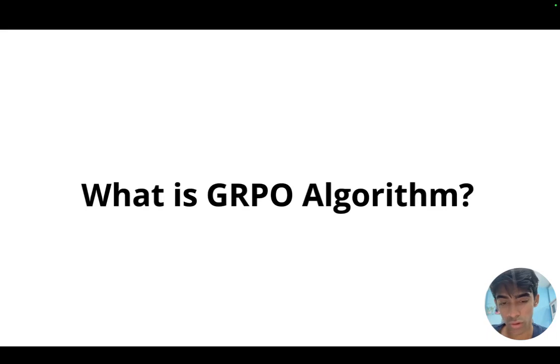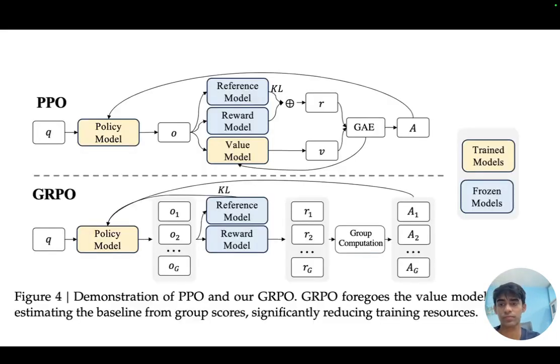Okay. So what exactly is this GRPO algorithm? Let's understand. This is the typical PPO algorithm. You generate one answer, you have the reference model, reward model, and the value model, and from that you get the KL divergence and everything. At the end, you calculate the final score. But in GRPO, you have multiple answers produced, and you have the reference model and a reward model. You have the R1, R2, up to RG here. From this, you do the group computation and you get the final score of each one of them. I think we'll understand it more when we talk about it mathematically now.